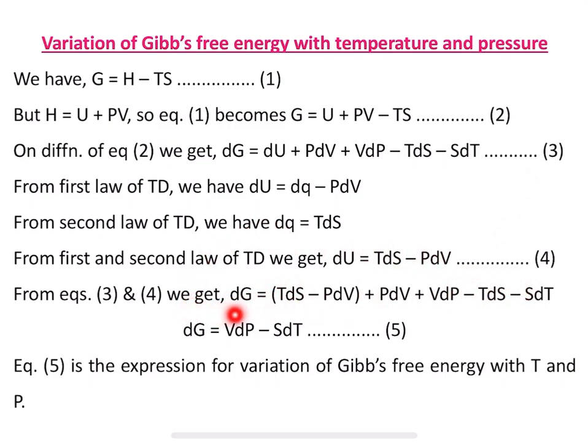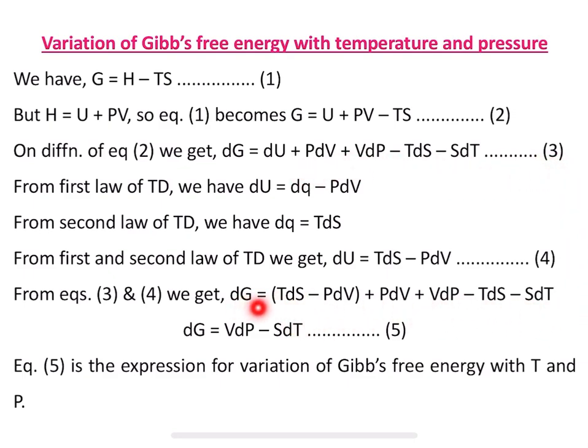From equations 3 and 4 we get, so now just combine these two equations. Observe these two equations. Here dG is there, and dU is equal to TdS minus PdV, so substitute this value in equation number 3. Then dG is equal to, instead of dU, I am writing TdS minus PdV. I have written it in brackets so that there should not be any confusion. The rest of the things are the same: plus PdV plus VdP minus TdS minus SdT, which is already in equation number 3.